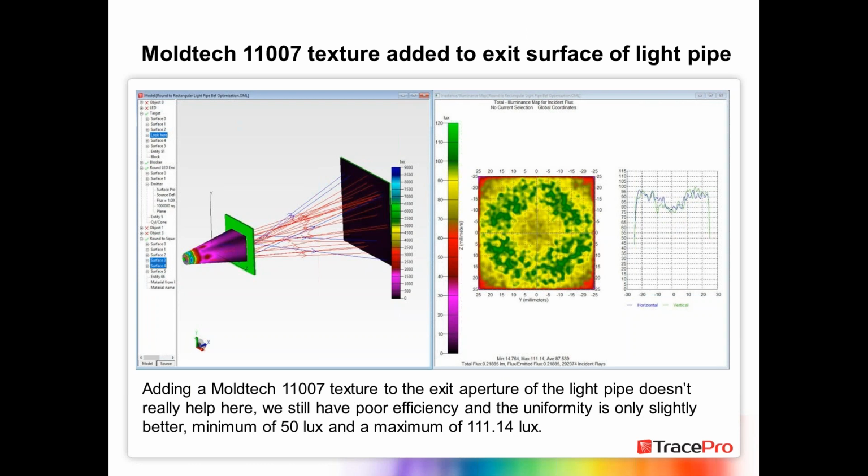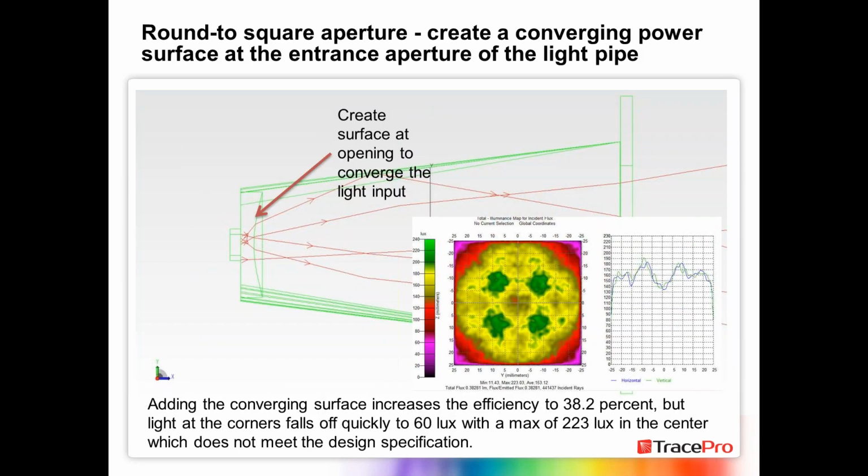Well, I'm going to put a Moltec 11007 texture at the exit surface. So I'm going to roughen it up and see if that helps me out. And sure enough, it helps my uniformity slightly, but once again, I still have a round pattern and I'm not getting the type of efficiency I like. It's still around 23%, but I'd really like to be up at 50% if it's possible, or at least a square pattern.